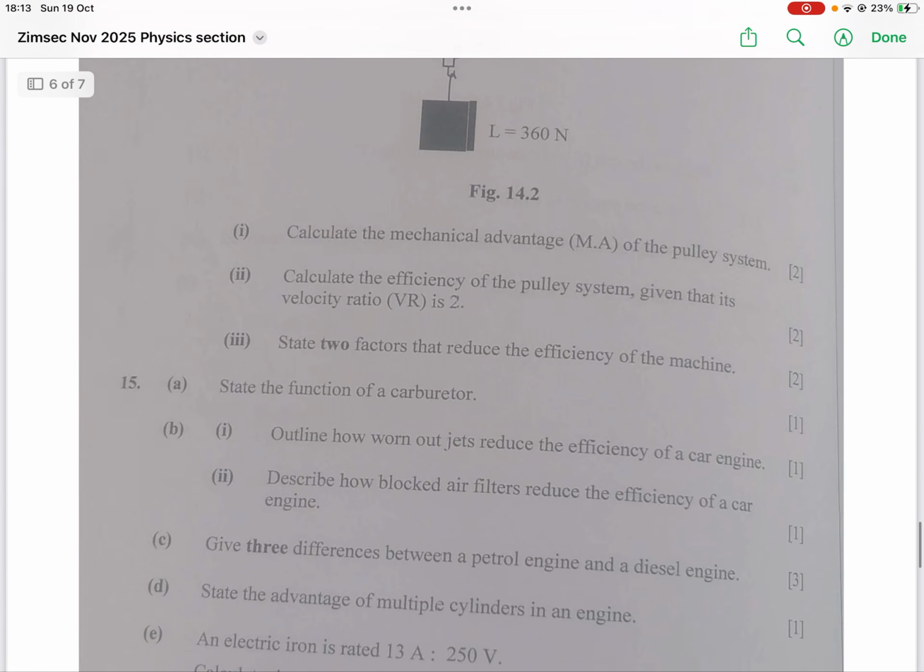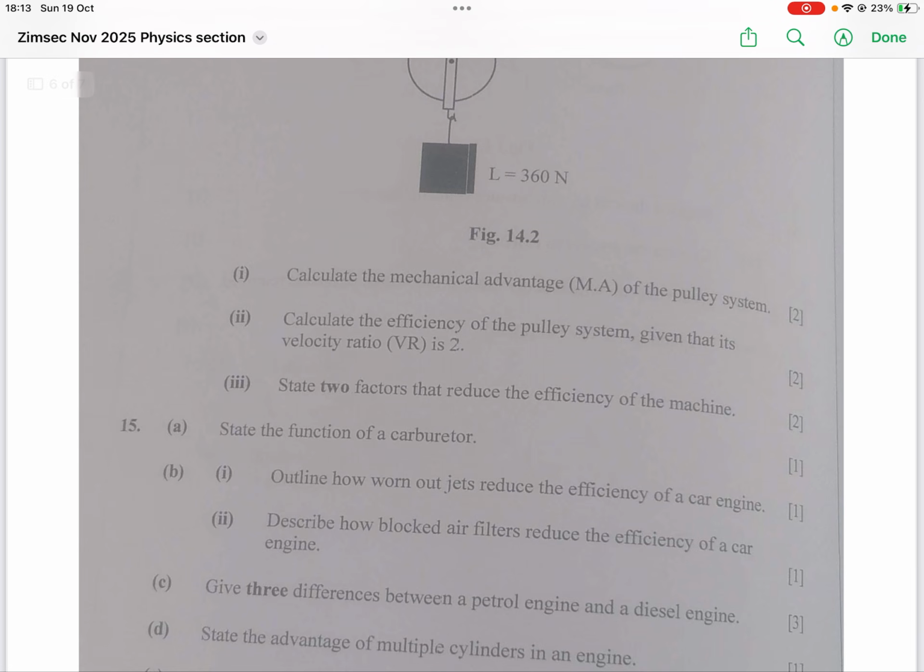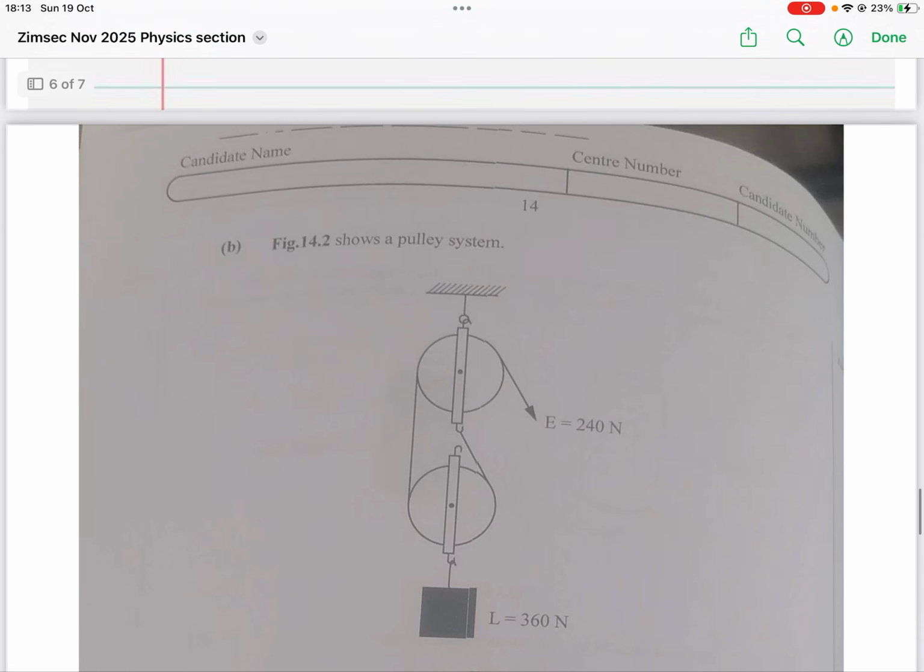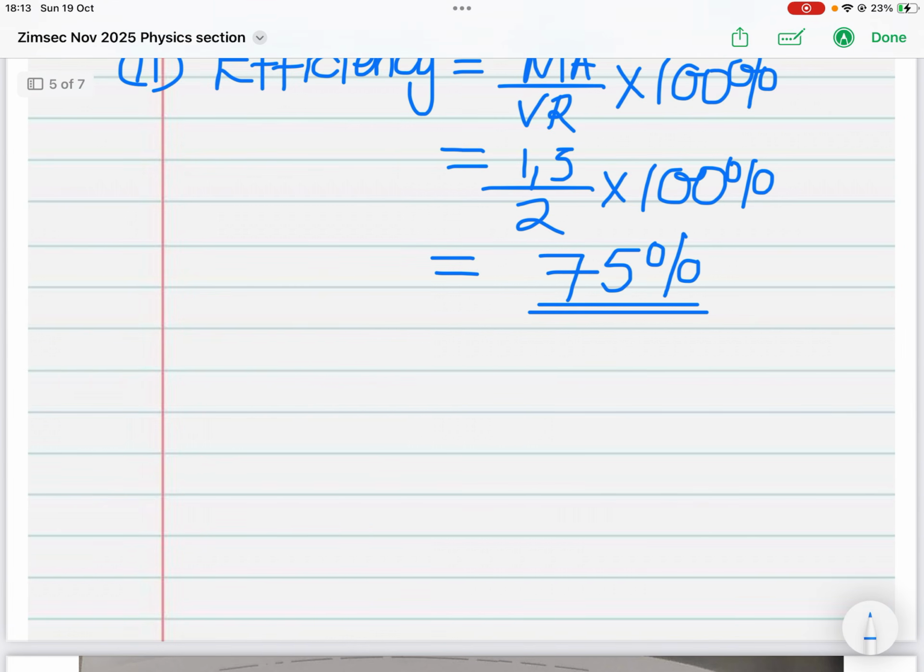And next, let us see the next question. State 2 factors that reduce the efficiency of the machine. So we are required to state the factors that reduce the efficiency of the machine. So we talk about the friction. The friction between the pulley wheels and axle significantly reduces the efficiency.